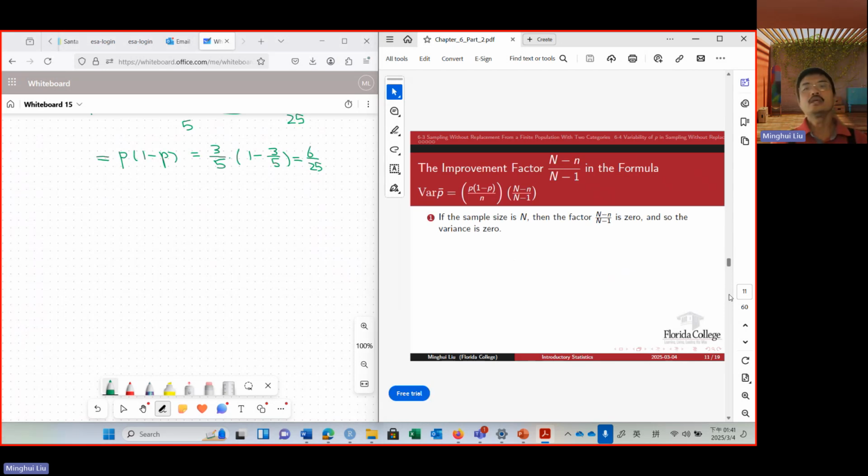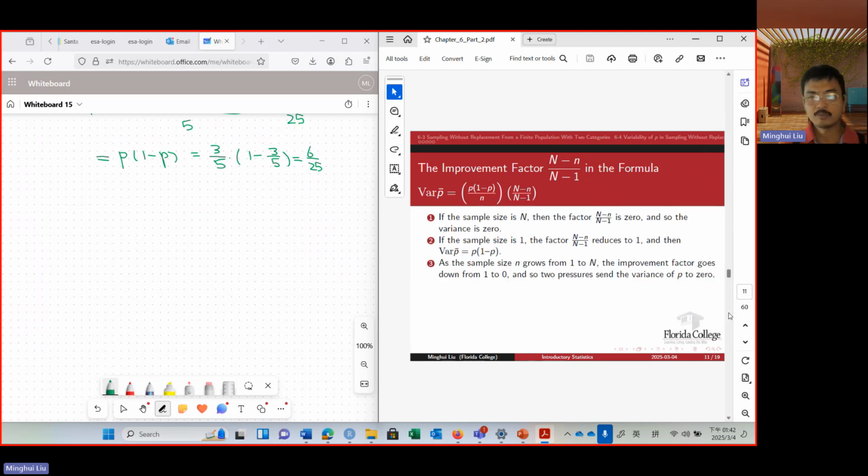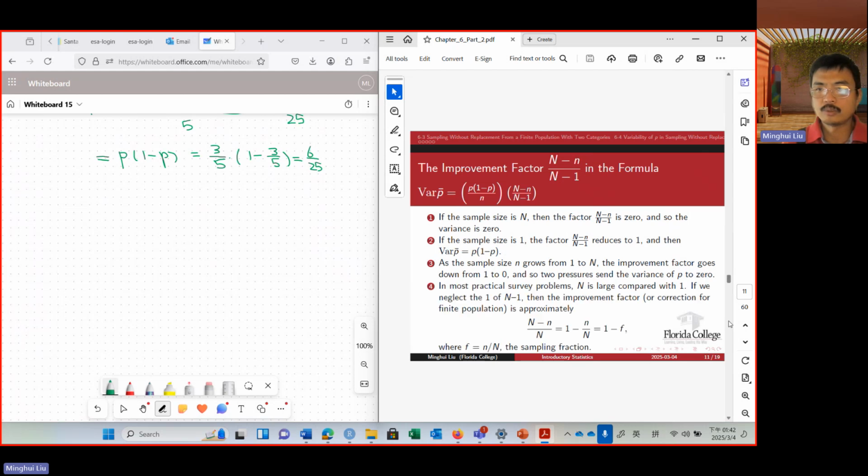So here, in the extreme case, if the sample size is the big N, if the small n is equal to big N, then the second factor becomes 0, and therefore the whole variance becomes 0. Or in other words, in that case, you don't have any variance at all. The variance is 0. And if the sample size is 1, as we discussed before, the variance of p bar is p times 1 minus p. As the sample size small n grows, the smallest possible sample being size 1, the largest possible sample size being big N, the improvement factor goes down from 1 to 0. And therefore the variance of p bar would decrease from p times 1 minus p all the way to 0.